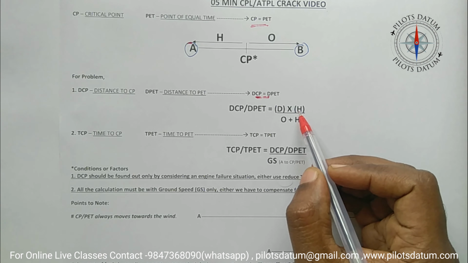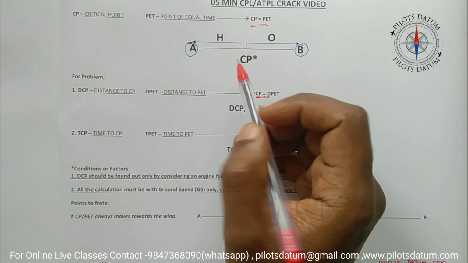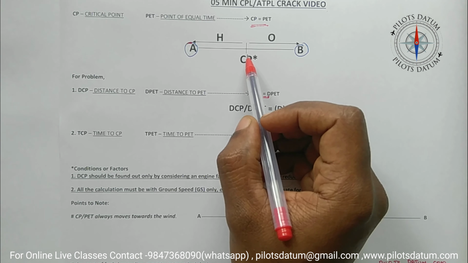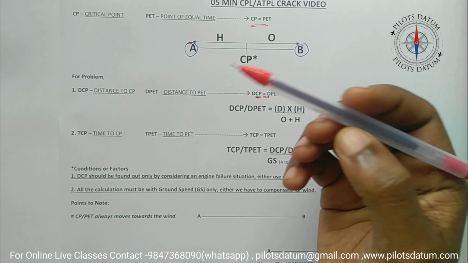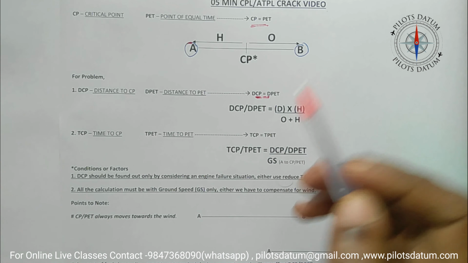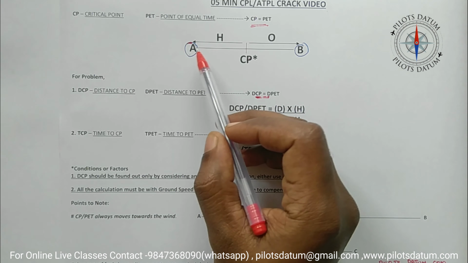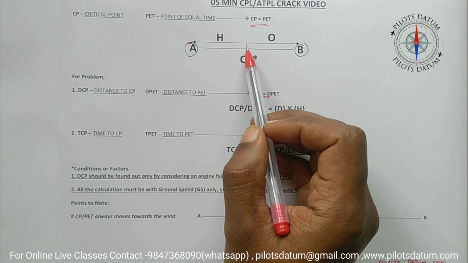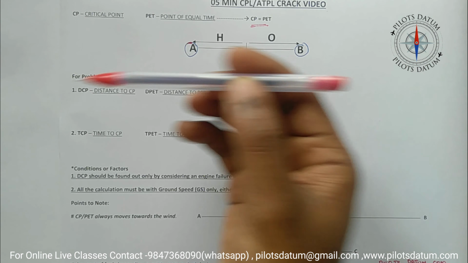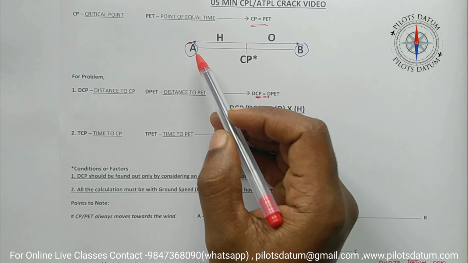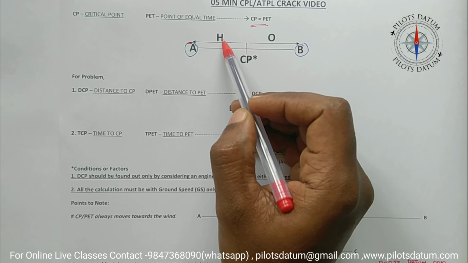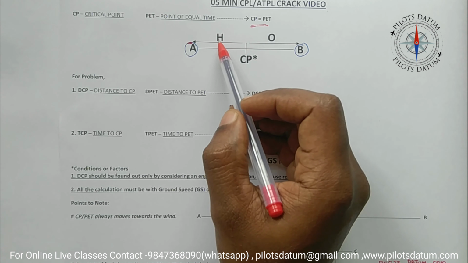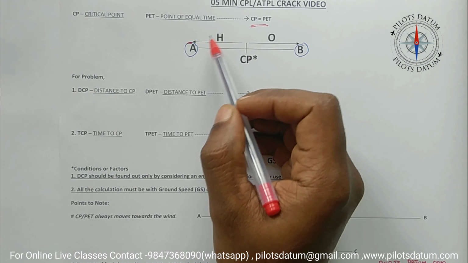Then what is H? H is actually the ground speed from CP to A. The direction is very important and should be noted correctly, because H is the ground speed from CP to A. That is, the aircraft is traveling in this direction, coming back to the point of origin, or coming back to home. That's why it is given by H. The easy way to remember: H means home. That is, it is coming back to home.